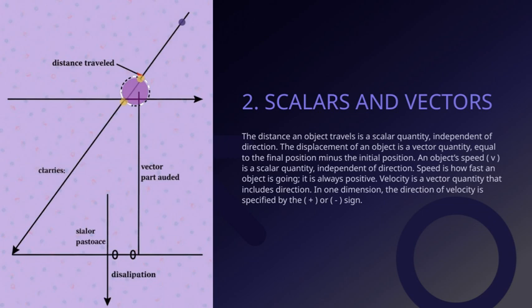In one-dimensional motion, we often specify the direction of velocity using a plus or minus sign. The plus sign might indicate movement in one direction, while the minus indicates movement in the opposite direction. This distinction between scalars and vectors is fundamental because it helps us understand how objects move and how to describe their motion accurately within the framework of physics.